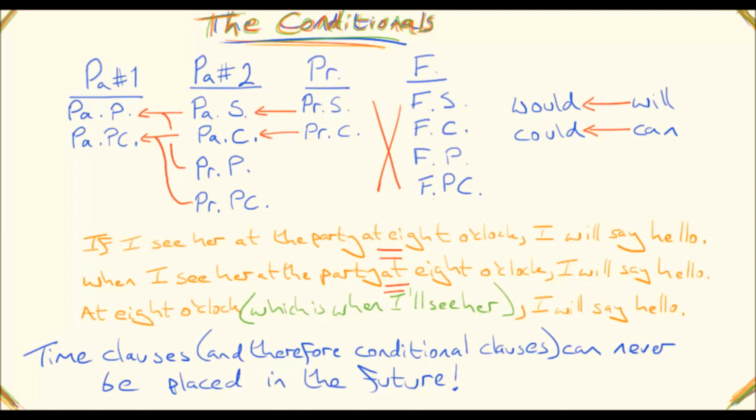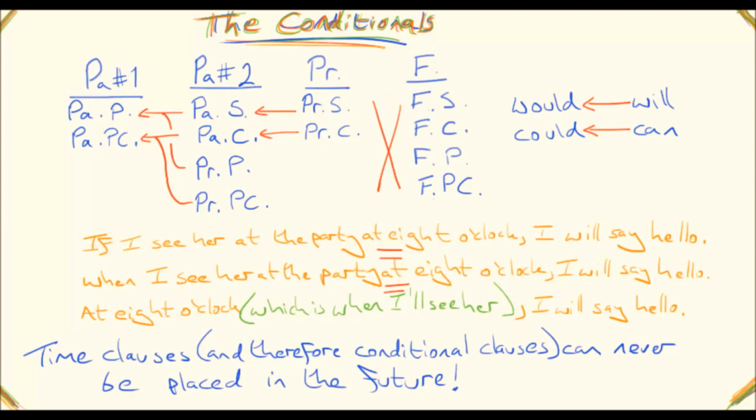In French, for example, you can say some kind of translation of "when I will see her, I will say hello," and both clauses would get a future tense. But in English, the time clause, and therefore the conditional clause, can never be placed into the future. It's simply "when I see her, I will say hello." It's the main clause that gets the future treatment, and the time clause, and therefore the conditional clause, remains as a present if we're talking about the future. They can go into the past, just not into the future.